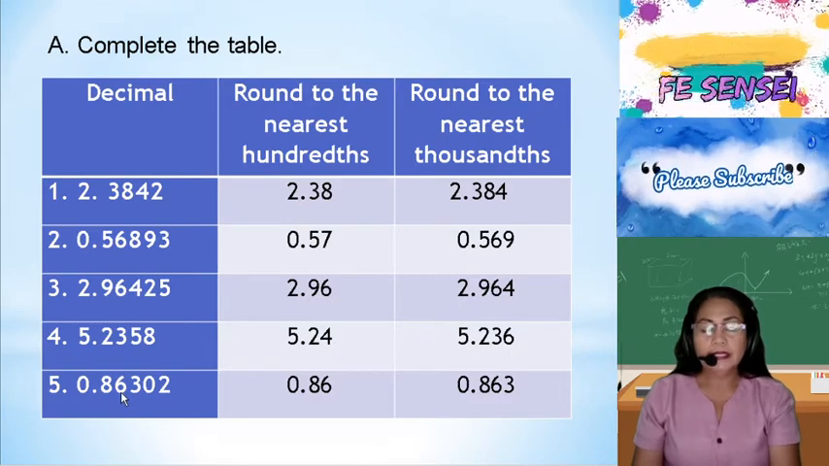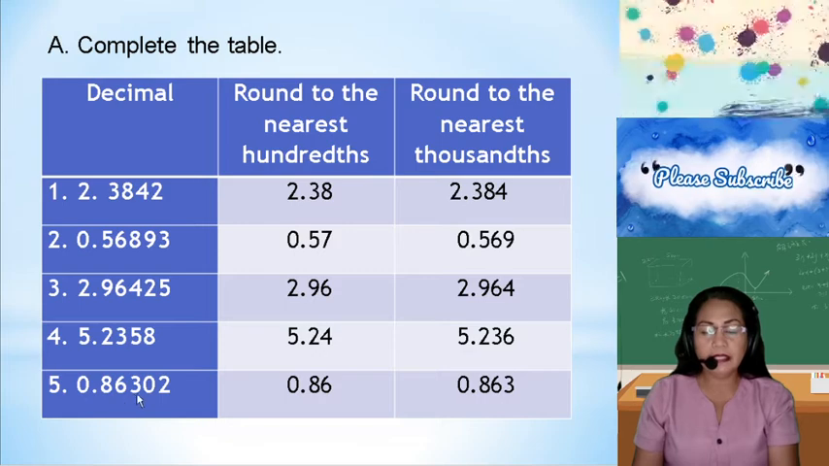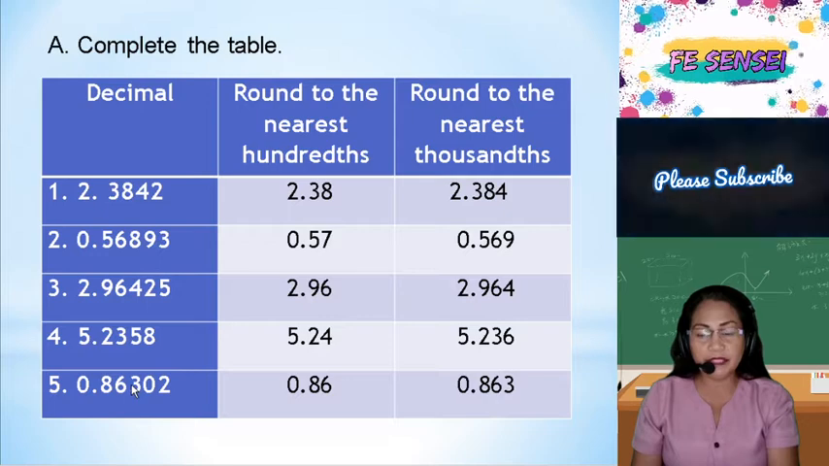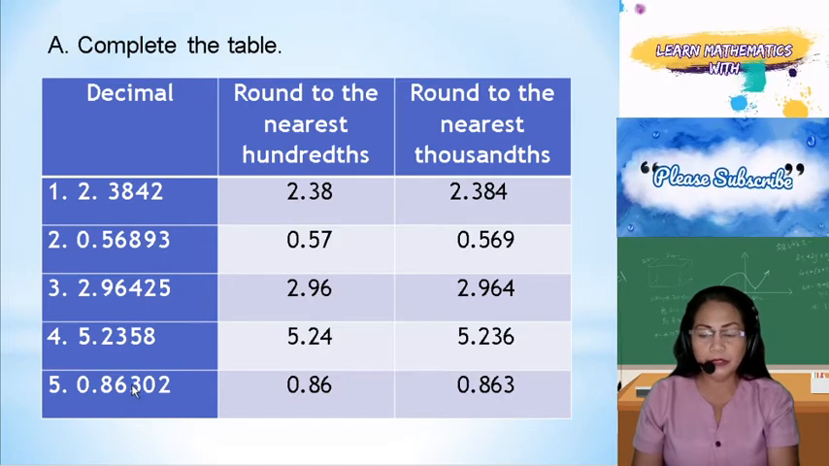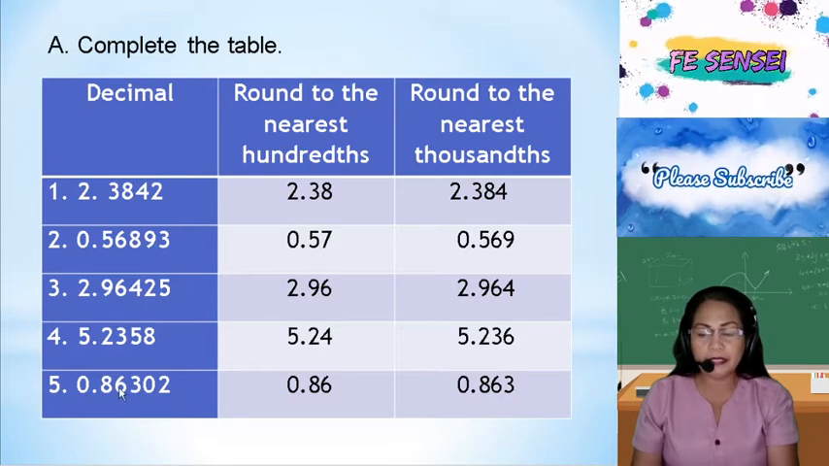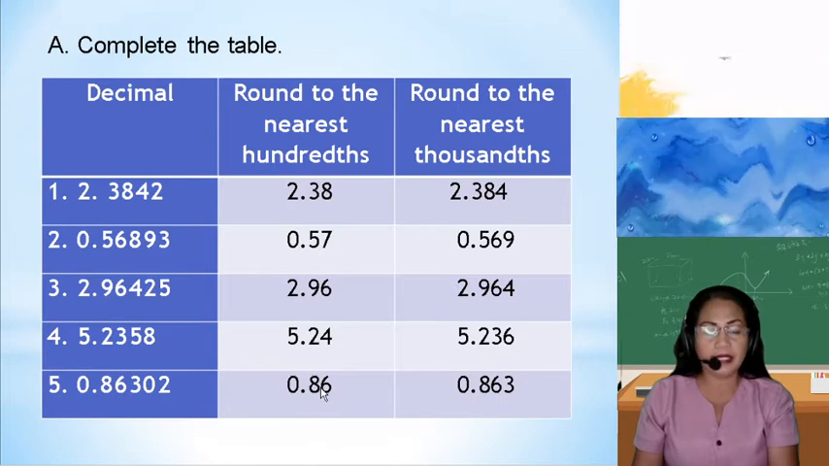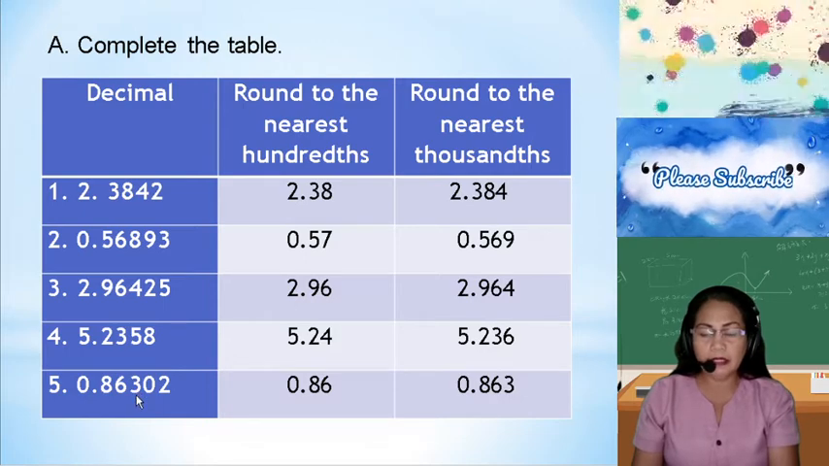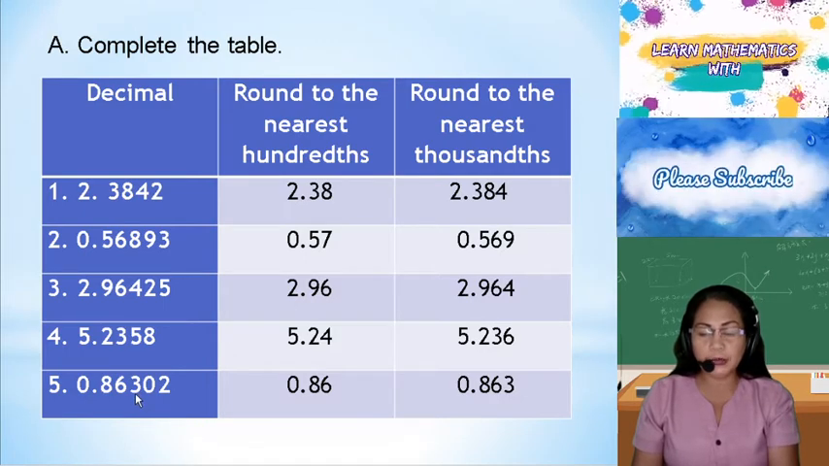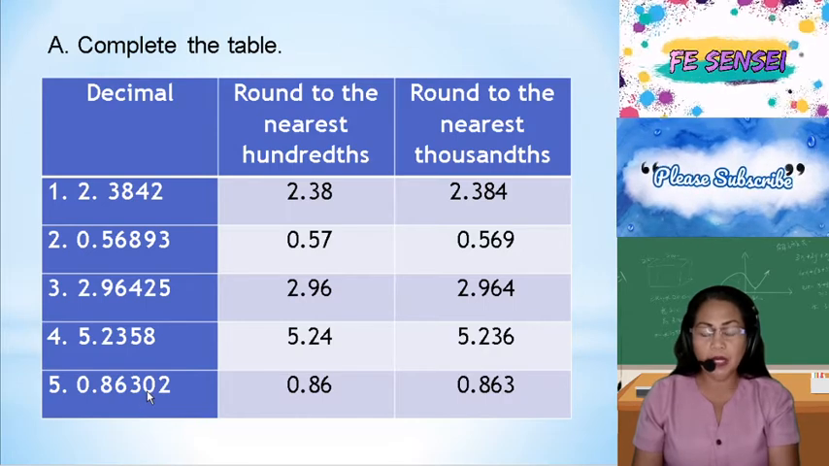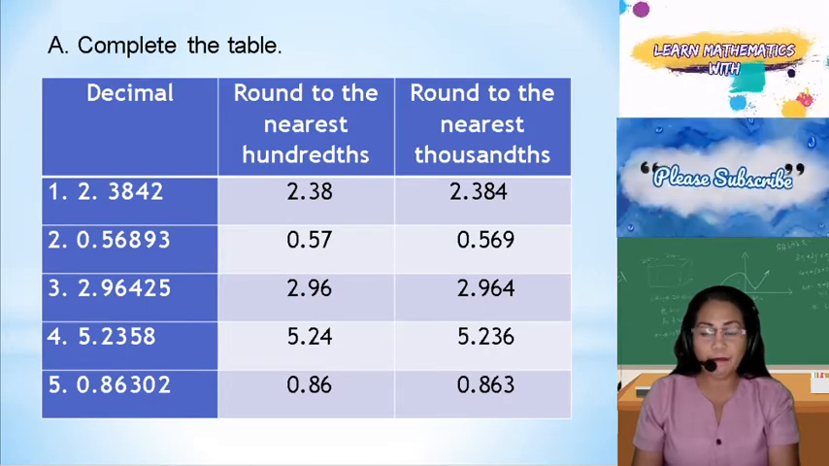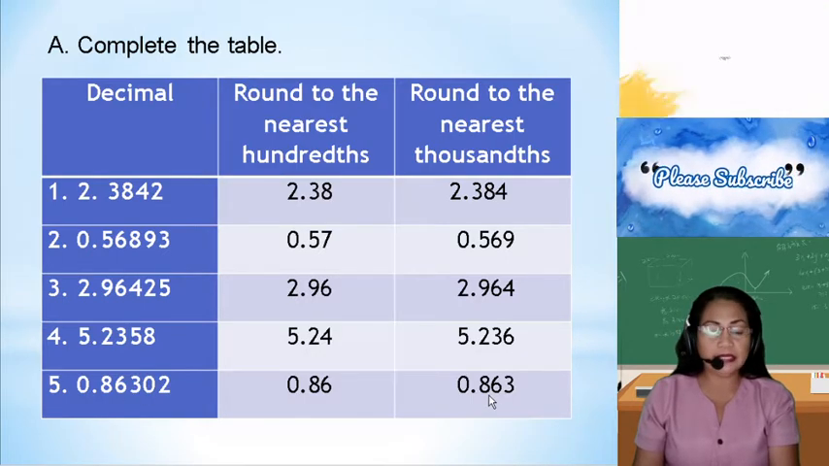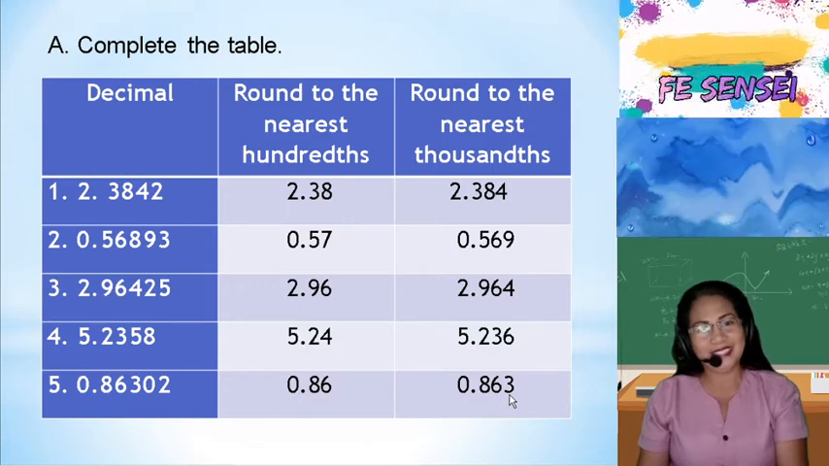Last number. The number in the hundredths place is 6. The number to the right is 3. So it's less than 5. Therefore, drop or round down. So drop 302 and retain 6. So the number is 86 hundredths. Then, to the nearest thousandths, the number in the thousandths place is 3. The number to the right is 0. It's round down. Therefore, retain 3 and drop 0 and 2. So the answer is 863 thousandths.